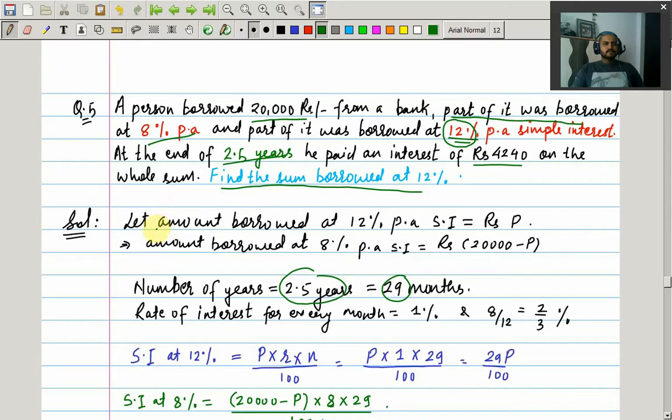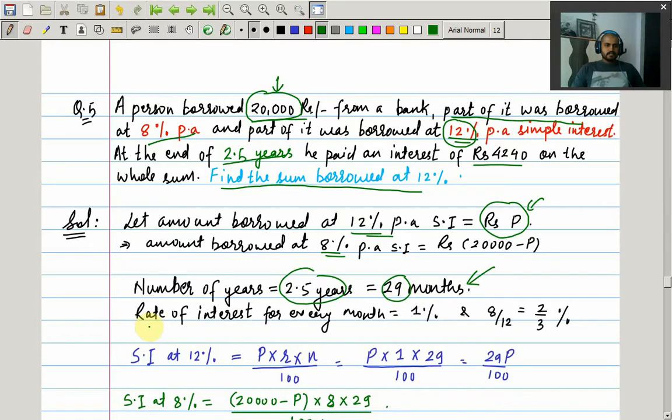Okay, so let the amount borrowed at 12% be rupees P. We want to find this value of P, and the remaining amount is borrowed at 8%, because total money borrowed is 20,000 and at two different rates, 8% and 12%. So I've taken rupees P borrowed at 12%. Number of years 2.5 years, and I have converted everything into months. So 2.5 years is 29 months.